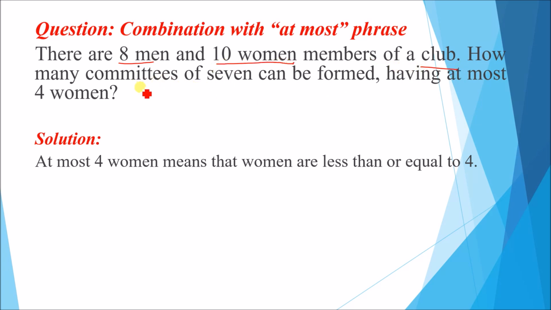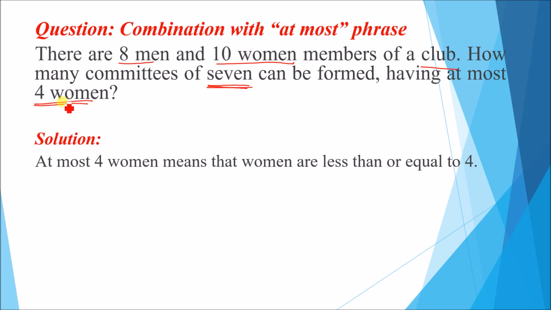And how many committees of 7? Bubuo ng committee na merong 7 members. Provided na dapat yung kada committee o mabubuong committee na yun, dapat at most 4 women ang nandun. Dapat pinakamataas na yung 4 na bilang ng babae dun sa 7 na pwedeng mangyari o pwedeng pagbuo ng committee na merong 7 tao. Sa 7 taong yon, dapat may at most 4 women doon.